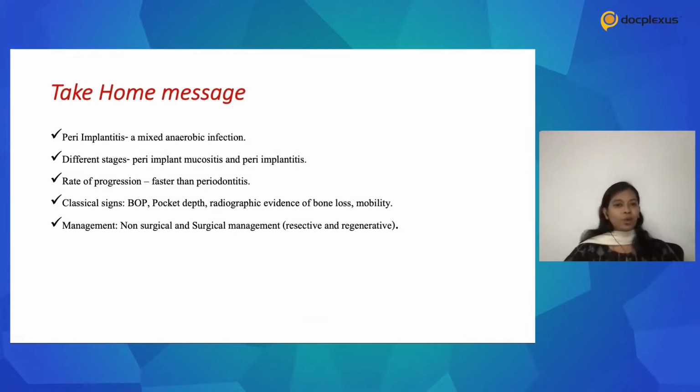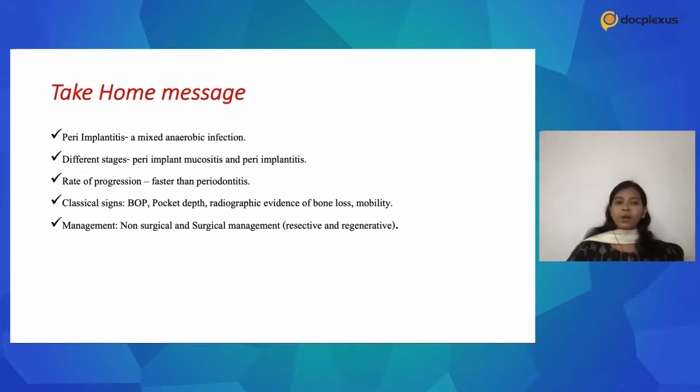As I already told you, peri-implantitis is a mixed anaerobic infection. So when you give antibiotics, you should give a broad spectrum antibiotic. And you have to stage your peri-implantitis: mucositis will be reversible, but peri-implantitis is going to be non-reversible, and you have to think of treatment plans based on it. Next, you have to think about the rate of progression. The rate of progression of peri-implant diseases is quite faster than that of periodontitis.